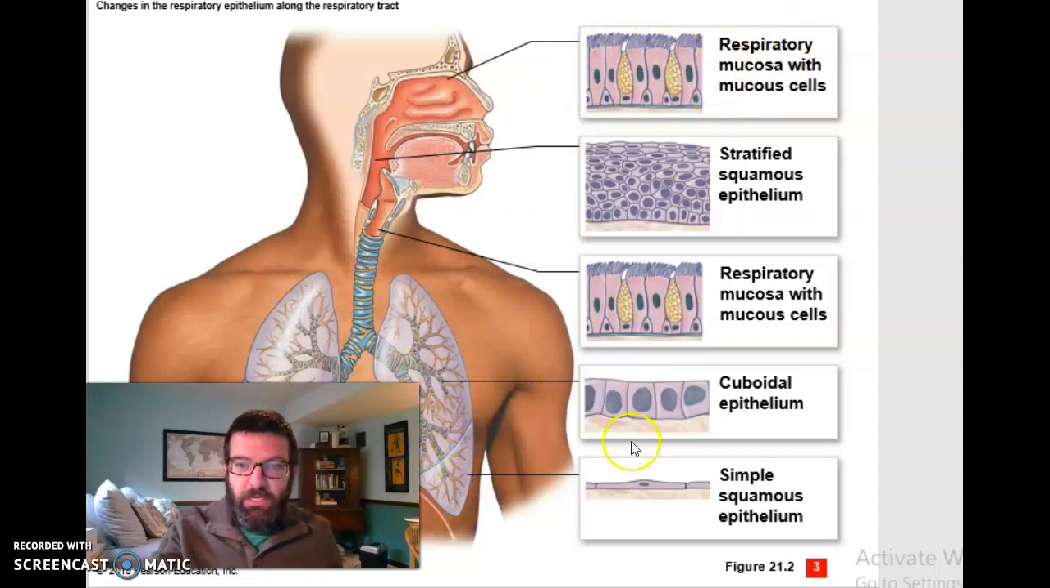Most of this is pseudostratified ciliated columnar epithelium, or respiratory mucosa. The actual alveoli are simple squamous epithelium. We have a couple places with cuboidal epithelium that we'll talk about so that they can secrete things within your lungs. These simple squamous epithelial cells don't secrete anything because they're too small to make stuff. And then you have stratified squamous epithelium in your throat, where you have food, and also in the pickable part of your nose, right? In the little vestibule there, you need to have some stratified squamous epithelium.